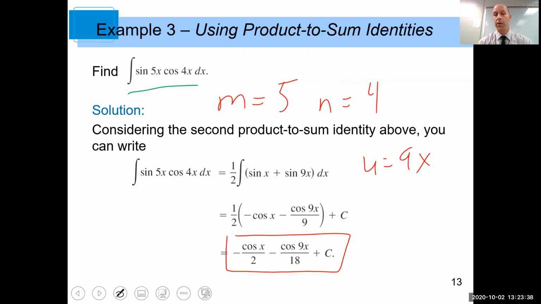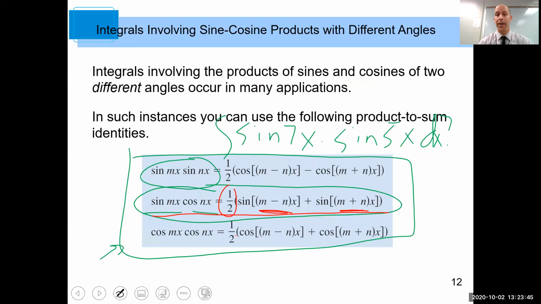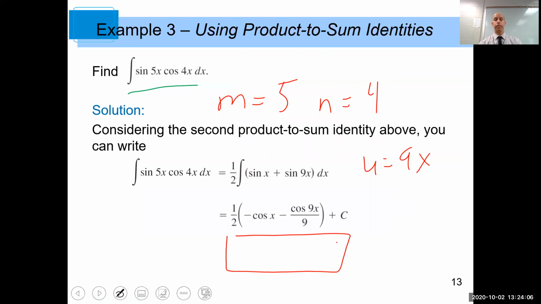Okay. So again, I think these are actually a little bit easier, but these trig identities here, you've got to kind of know those. Notice here, if I do a sine times a sine, I get a minus, and these are both cosines. If it's sine times cosine, this is plus, and these are both sines. And if it was cosine times cosine, this is plus, and these are cosines. But everything else is the same.